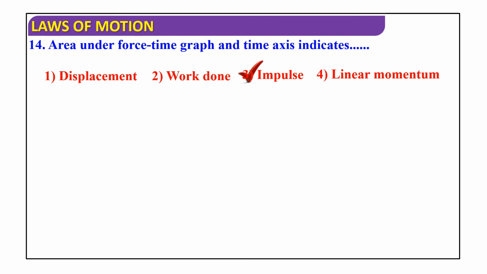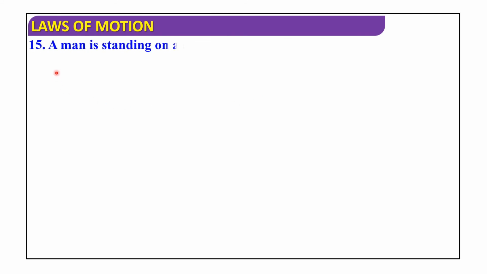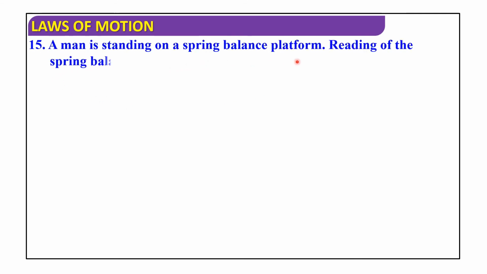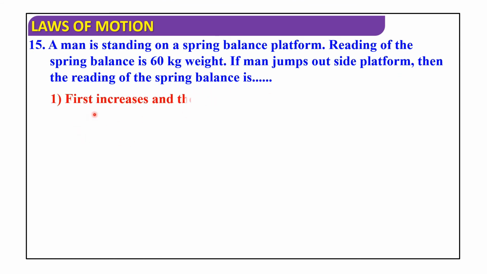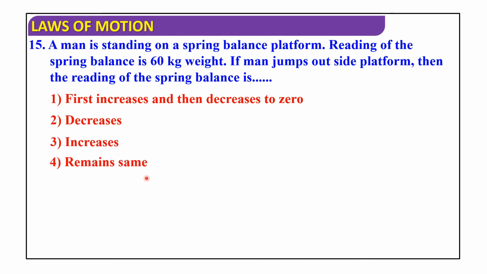Okay. Next, a man is standing on a spring balance platform. The reading of the spring balance is 60 kg weight. If the man jumps outside the platform, then the reading of the spring balance first increases and then decreases to 0, decreases, increases, or remains the same.